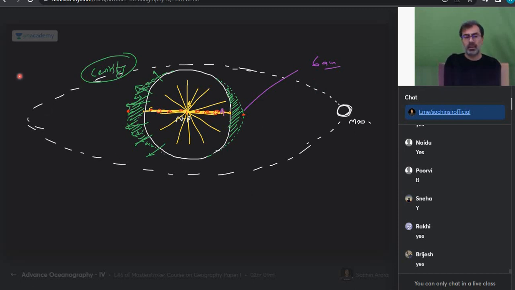Point A will reach this place in 6 hours. So can I say 12 noon? True. Now if the water has been pulled here, what will happen to the water here? Either the water will be lower, because water is limited only, no? So here what will happen? Low. Here it will be low.